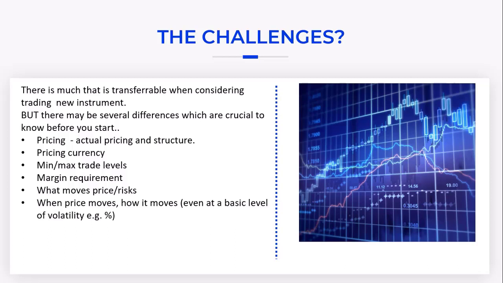There are also differences in terms of when price moves and how they move, even at a basic level of volatility. For example, a 0.5% move in FX is very significant compared to a 0.5% move in a share CFD. Even within instruments, we have different volatilities for different sectors if we look at the share CFD world again. And also, of course, prices tend to move at, or be more prone to move at, specific points in the day.